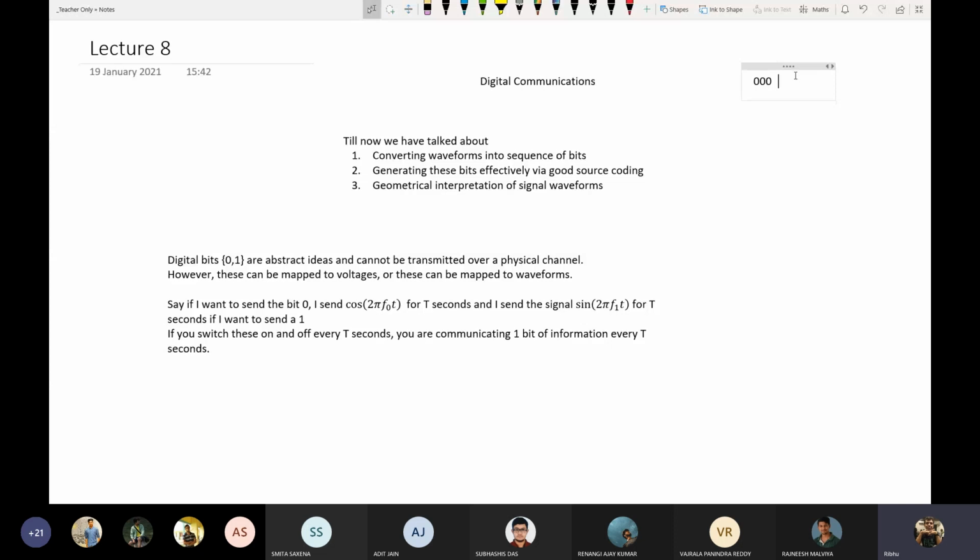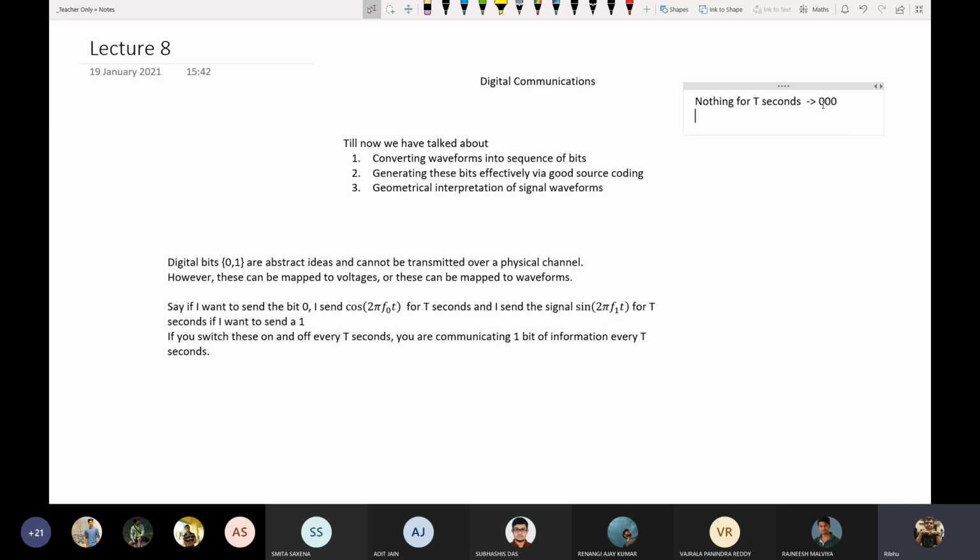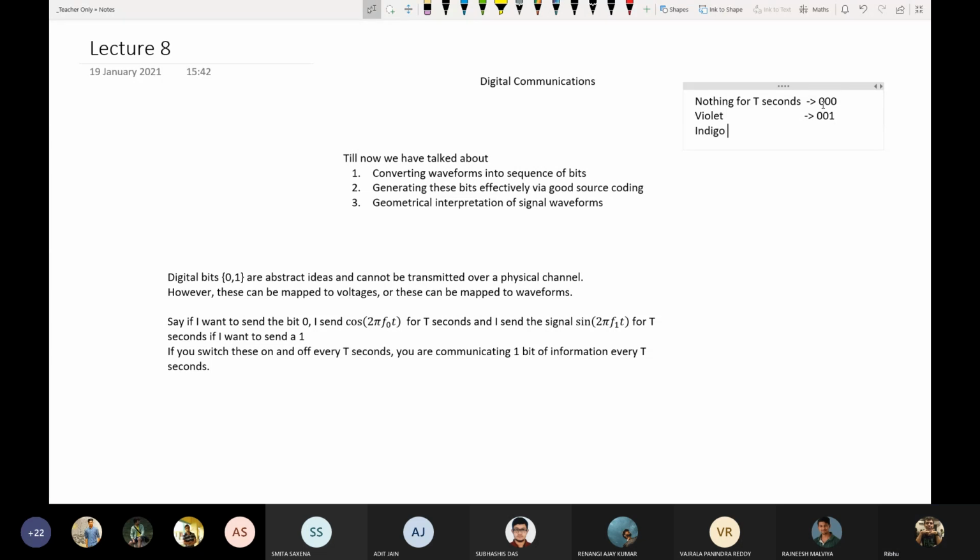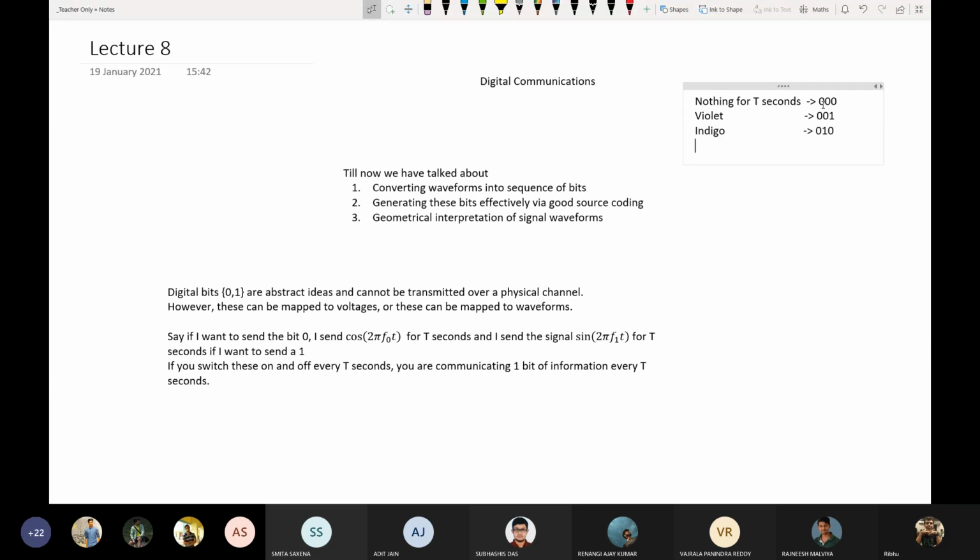But let's say when you want to transmit the sequence 000, when you transmit nothing, that corresponds to the sequence 000. Violet corresponds to blue.